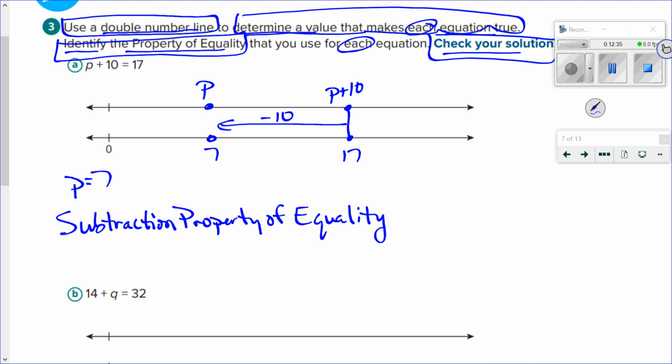And did I check my solution yet? No. How do I do that? I go back to my original equation. I substitute the value I said. Let's try that again. P plus 10 equals 17. 7 plus 10, 17 equals 17, check. If you did not do all 4 of those things, you would not have passed this problem.